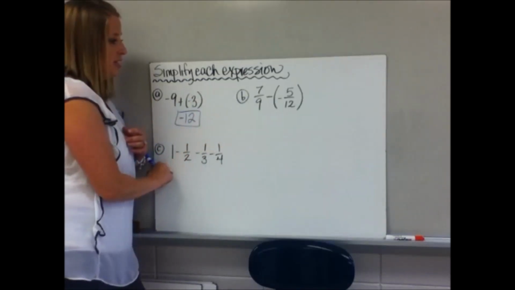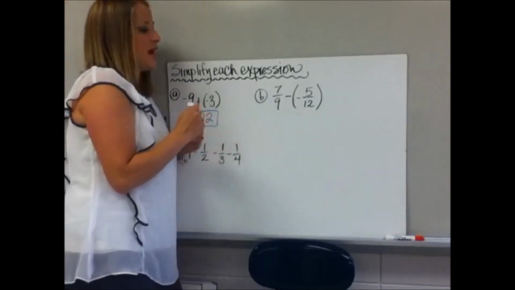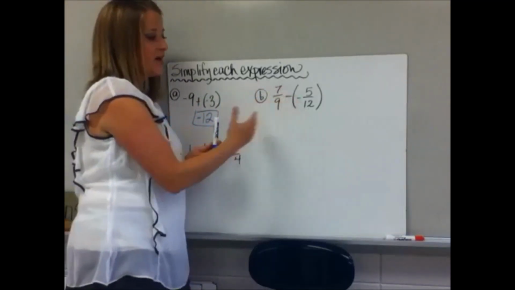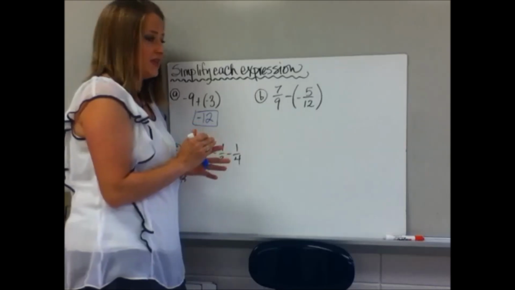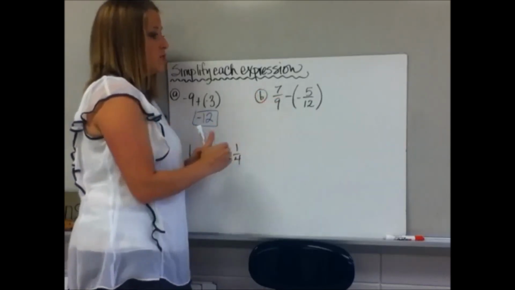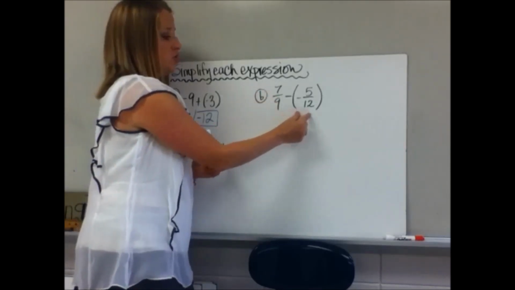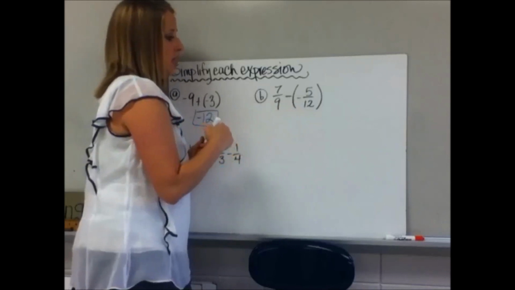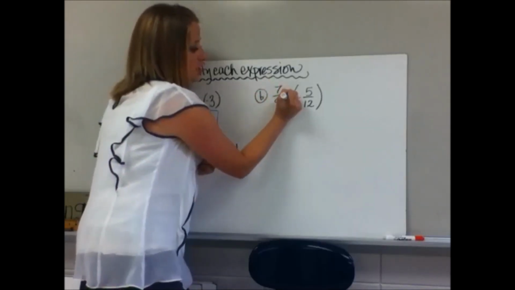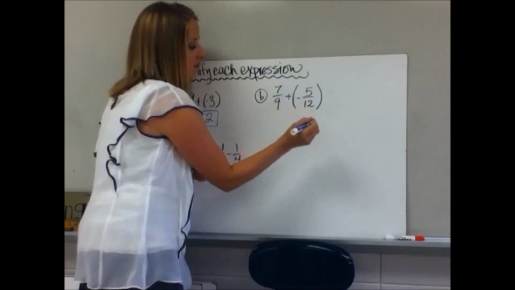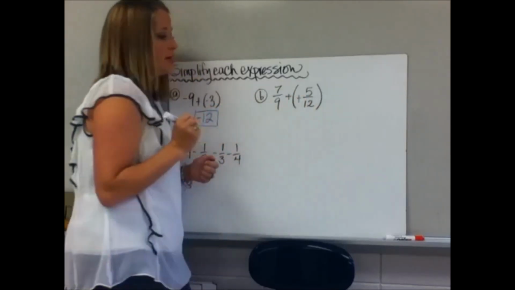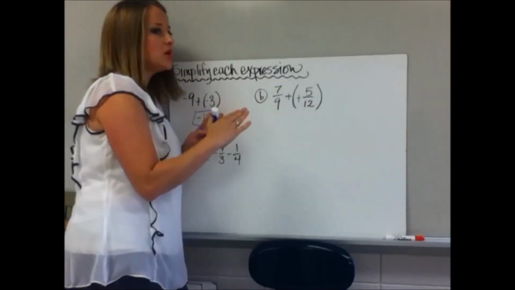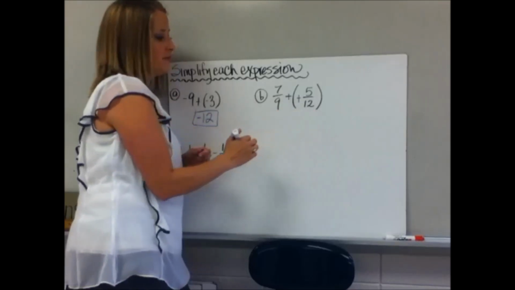Let's look at practice B. 7 over 9 minus negative 5 over 12. I suggest you deal with the negatives first. Subtracting, the rule is to keep the first number, change. We are adding the opposite. So subtraction changes to addition, and negative 5 over 12 changes to its opposite, positive 5 over 12. Now it's not quite as scary, a positive and a positive.